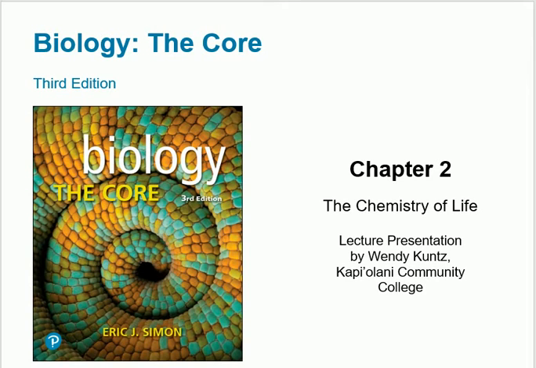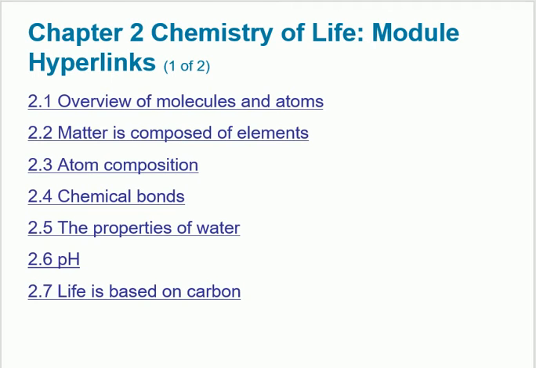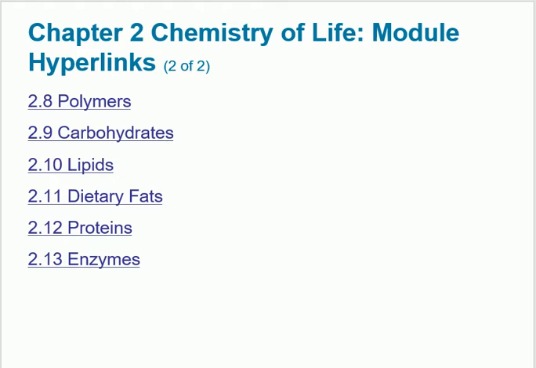Okay, so we're doing chapter 2, general biology, Bio131, and chapter 2 is the chemistry of life. We'll be covering from the overview to the matter, to the atoms, to the chemical bonds. All of this will be covered, pH, and then we will go to the polymers, including carbohydrates, fats, proteins, and enzymes. But today we're doing the first part, which is the first 6 parts.